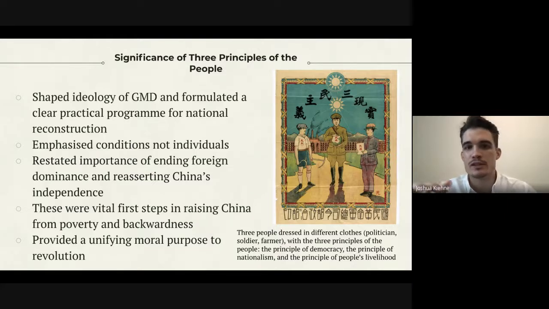Has he lost the clarity of what the three principles of the people should be and what the foundation of the GMD is meant to be in the first place? Many historians say that he doesn't act in accordance with what Sun Yat-sen had envisioned China to become. It emphasized the conditions, not the individuals, okay? Focused on the collective, solving the issues, not putting particular people into power. Restated the importance of ending foreign dominance and reasserting China's independence. And these were the vital first steps in helping China to solve its problem of backwardness, of disorder, of fragmentation. And it provided a unifying moral purpose, okay?